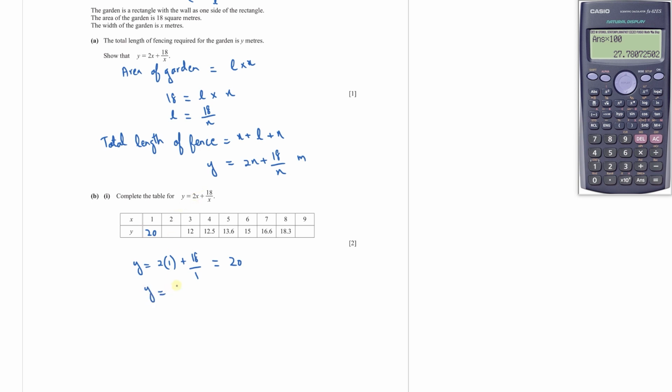Then substitute x equals 2. So this will be 2 into 2 plus 18 over 2. This is 4 plus 9, which is 13. And then the final value is for x equals 9. So 2 into 9 plus 18 over 9. So this will be 18 plus 2, which is again 20.